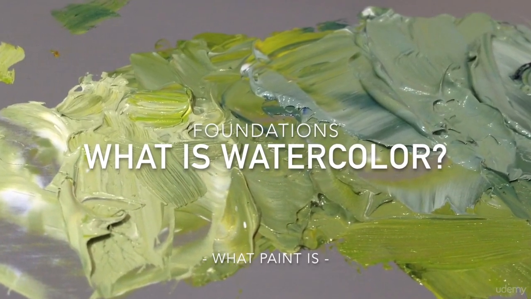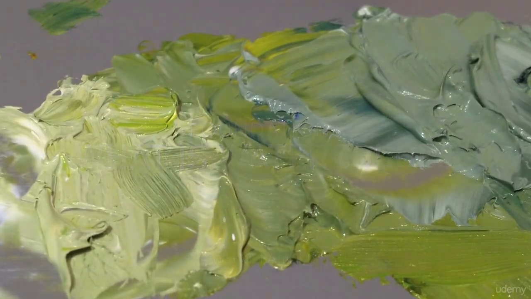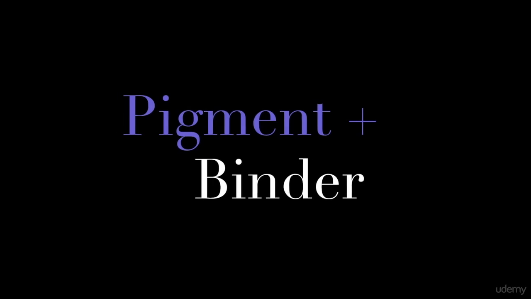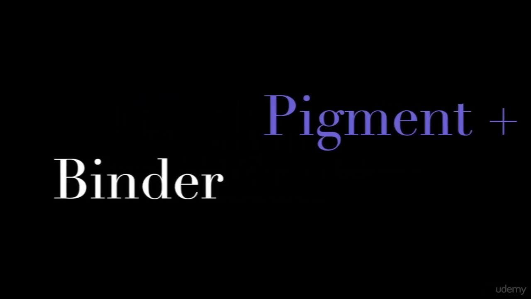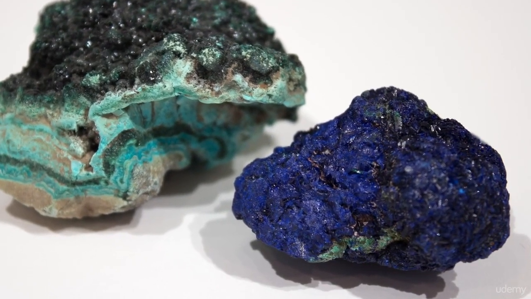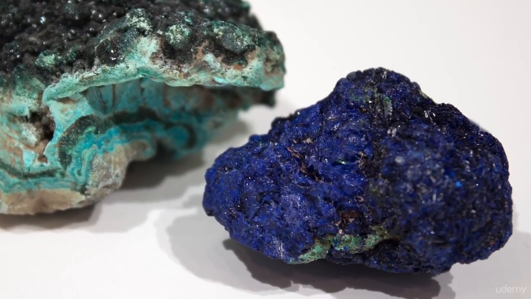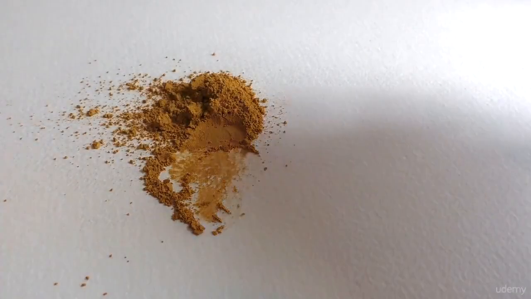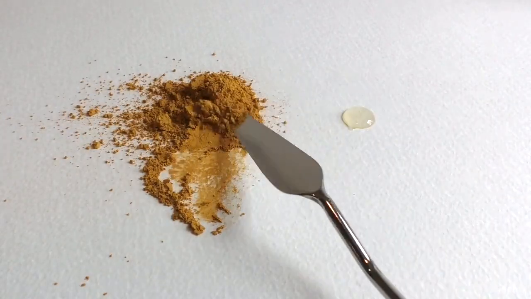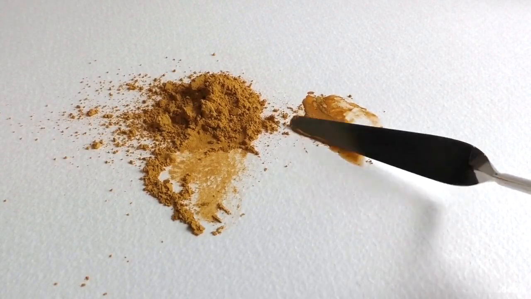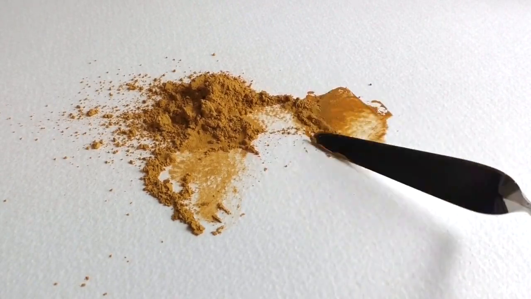Let's begin by defining what paint is. All artist paints are made up of two primary ingredients, pigment and a liquid binder. Pigment is simply ground minerals or plant or animal matter that give the paint its color. This material is ground into a fine powder and then mixed with a special liquid called a binder. Binders give paint its workability, its form. It's really what makes paint paint and not just a pile of dust.